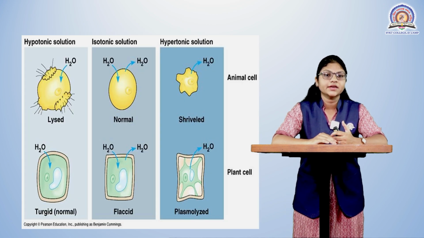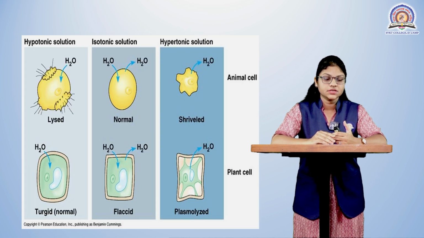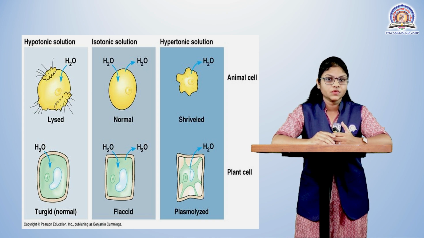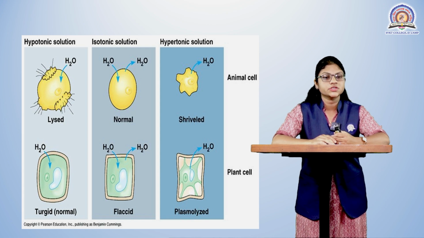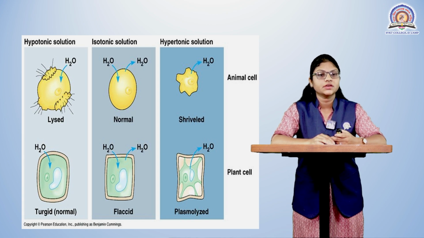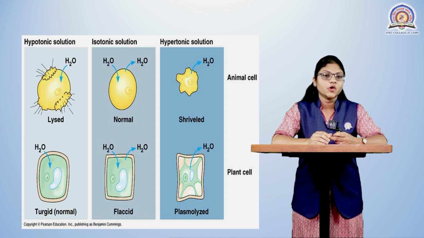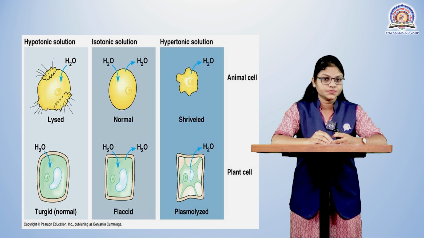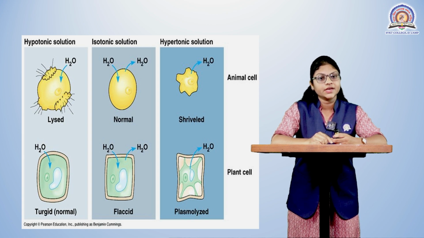Okay, this diagram shows how three solutions affect the cell. Here we have chosen two cells, an animal cell and a plant cell. How do the solutions affect our animal and plant cell? In the first condition, in hypotonic solution, water starts entering the cell. This condition is called a lysed animal cell.